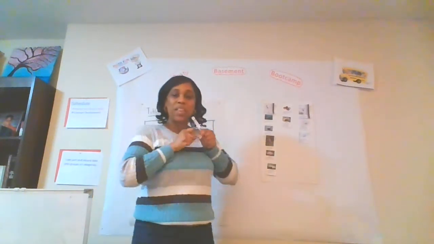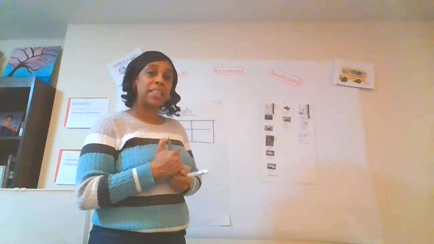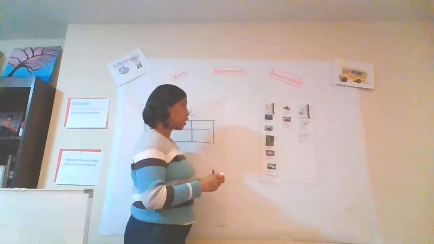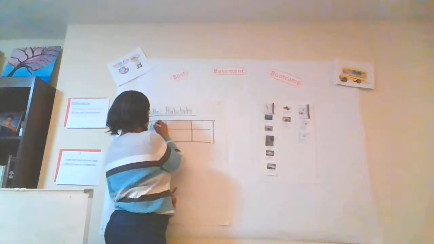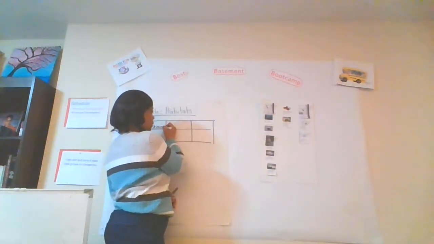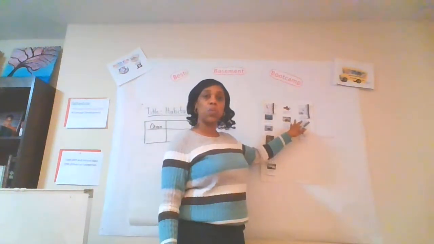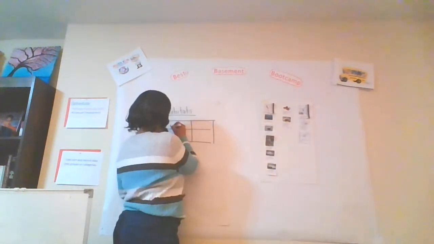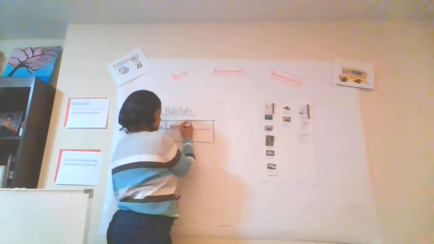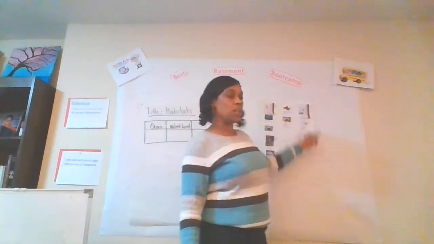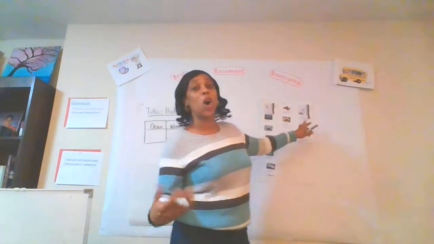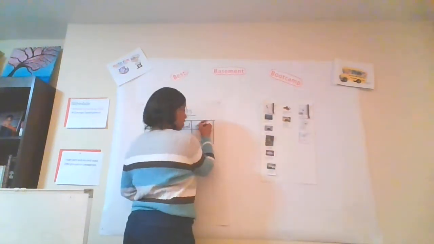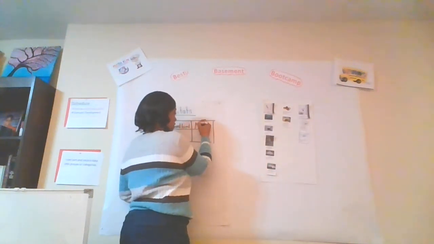I need to label each box with the type of place that each animal lives in. Well, we said we had animals that lived in the ocean. We have animals that live in wooded areas. We're going to call that woodland. And we have animals that live in the Arctic Ocean, that live in the Arctic cold places. There is such a place as the Arctic Ocean.